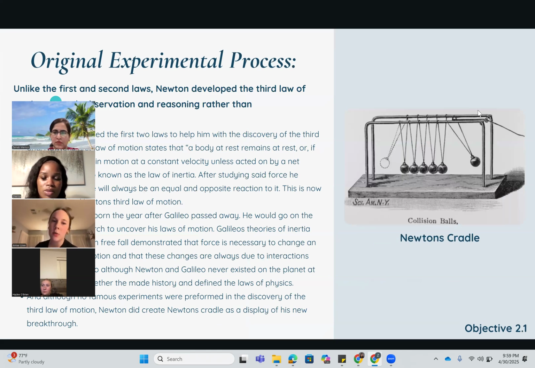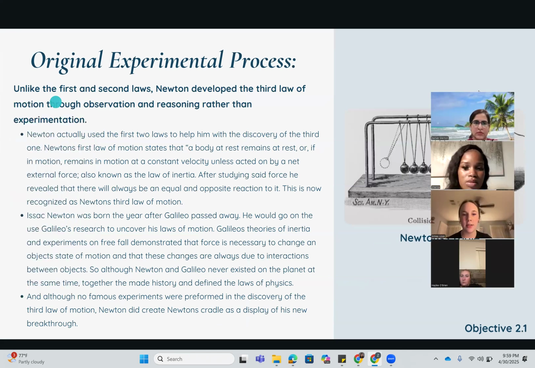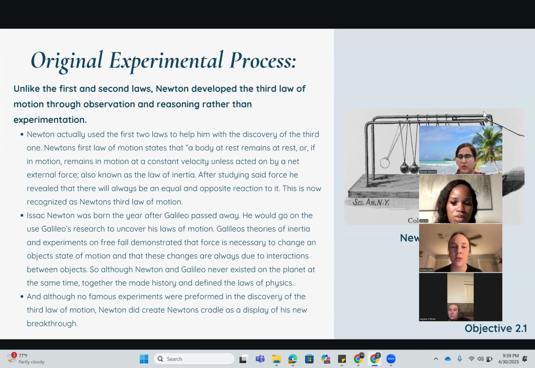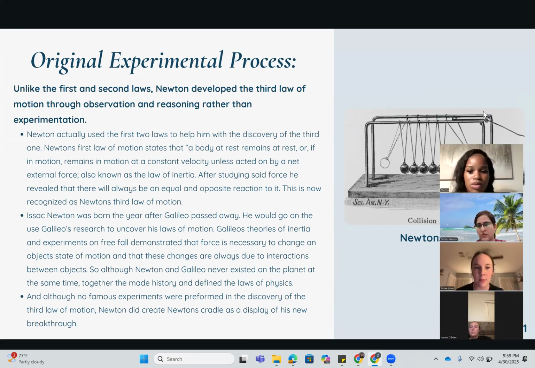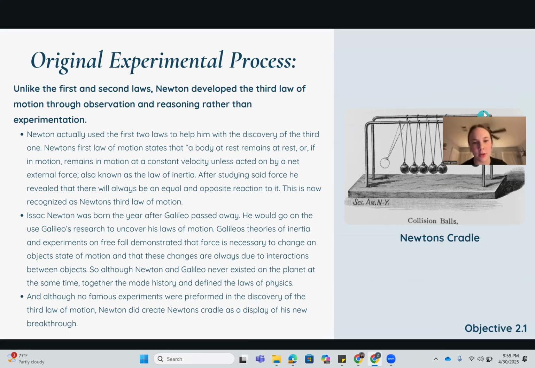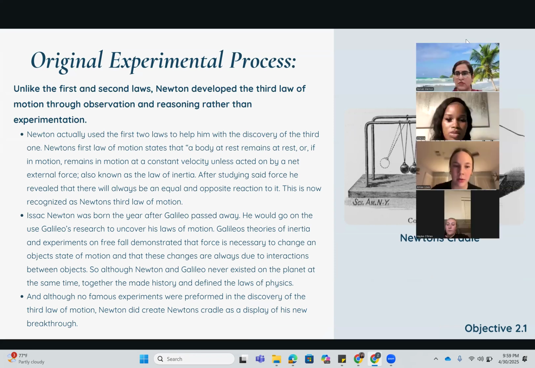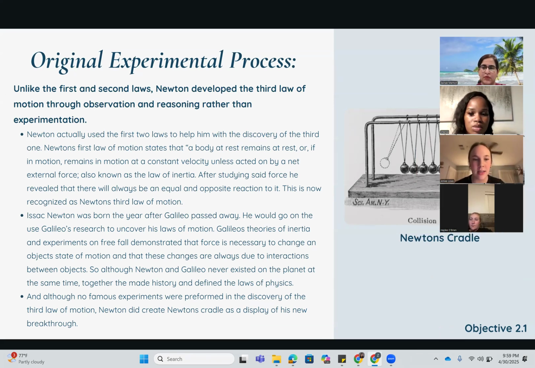Okay, the original experimental process. Unlike the first and second laws, Newton developed the third law of motion through observation and reasoning rather than experimentation. He actually used his first 2 laws to help him with the discovery of the third law. The first law of motion states that a body at rest remains at rest, or if it's in motion, it remains at a constant velocity unless acted upon by a net external force, also known as the law of inertia. After studying said force, he revealed that there will always be an equal and opposite reaction to it. This is now recognized as Newton's third law of motion.